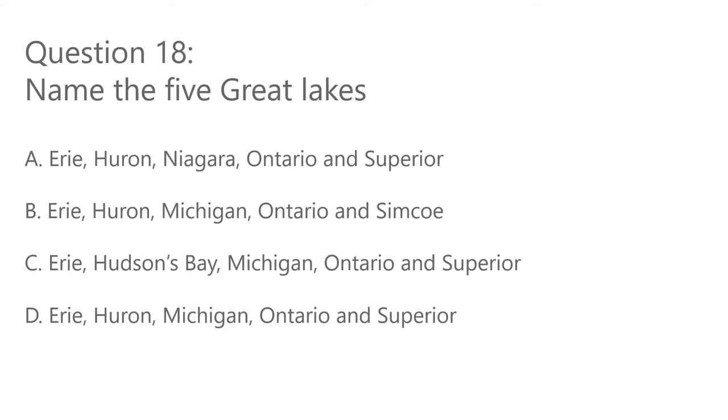Question 18. Name the five Great Lakes. A. Erie, Huron, Niagara, Ontario, and Superior. B. Erie, Huron, Michigan, Ontario, and Simcoe. C. Erie, Hudson's Bay, Michigan, Ontario, and Superior. D. Erie, Huron, Michigan, Ontario, and Superior. Correct answer is D. Erie, Huron, Michigan, Ontario, and Superior.